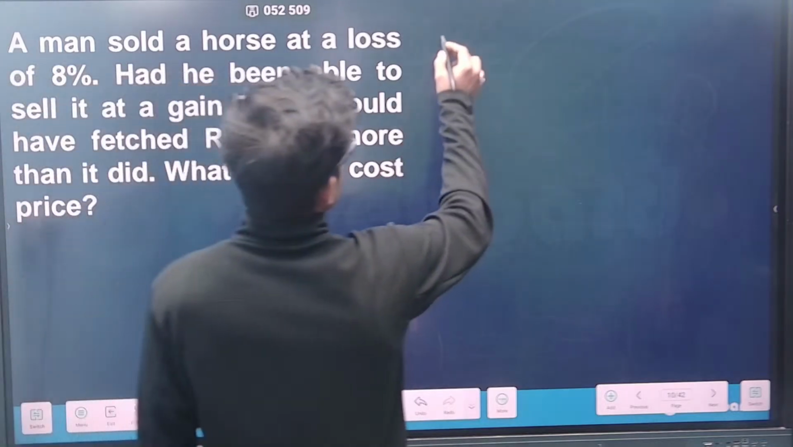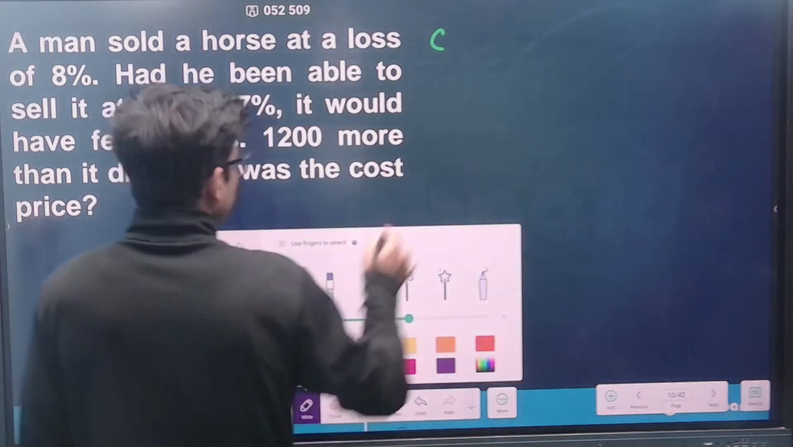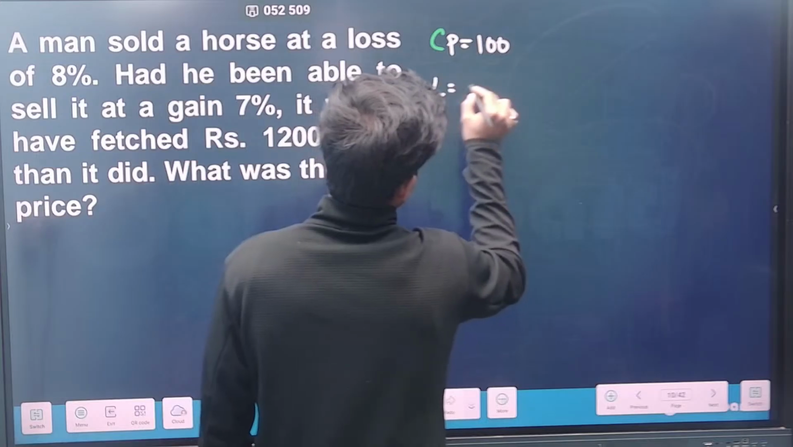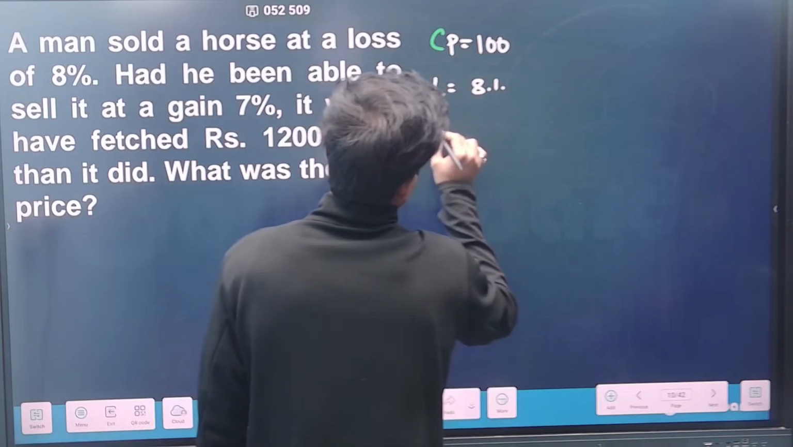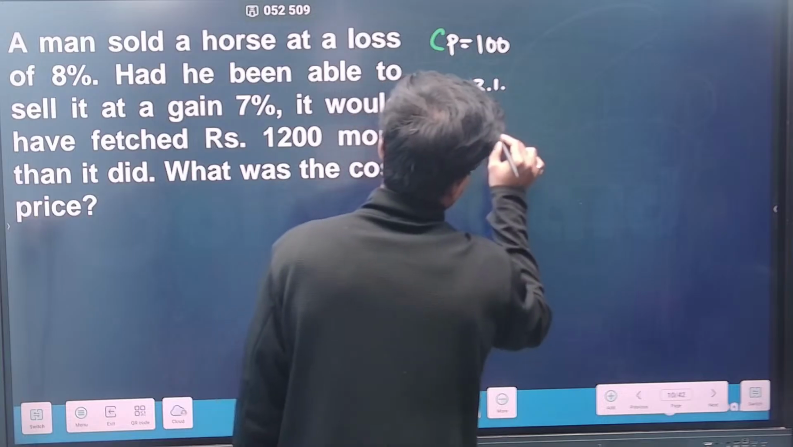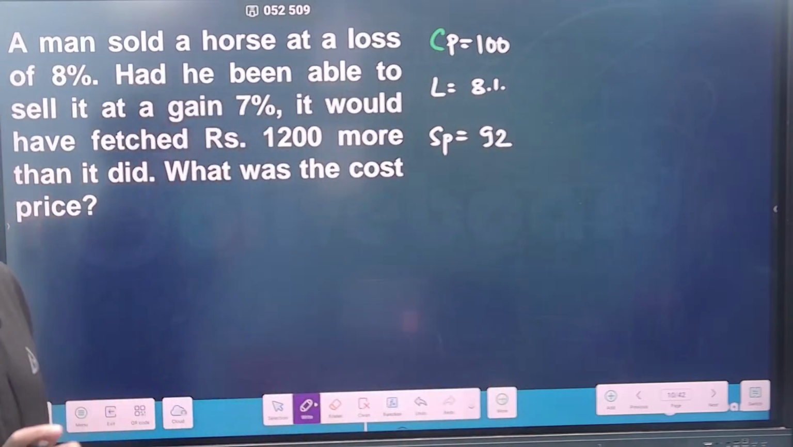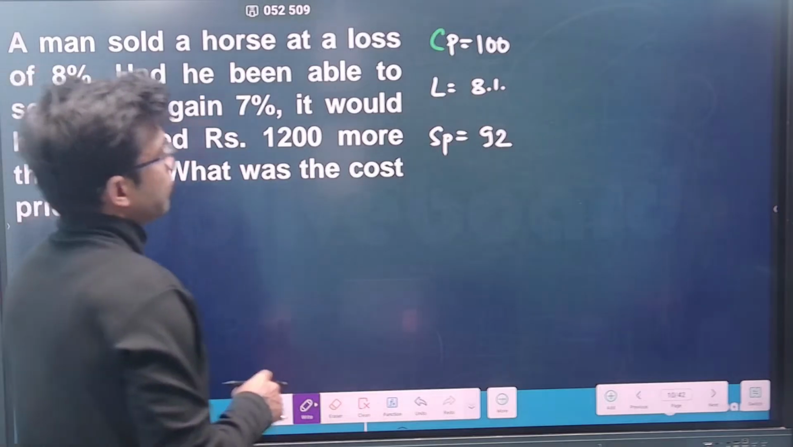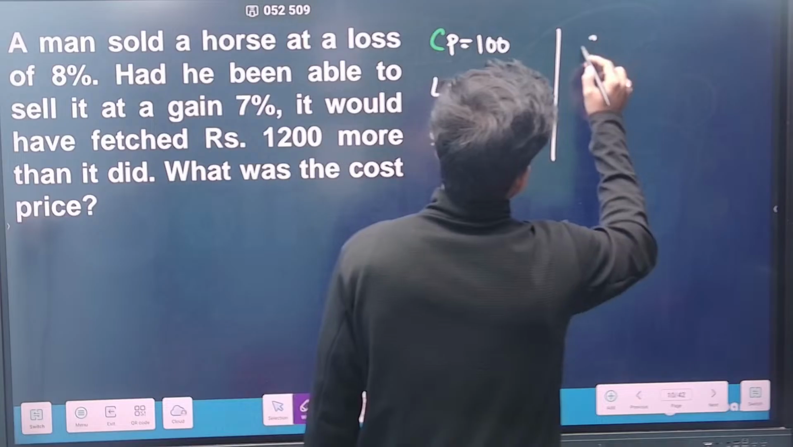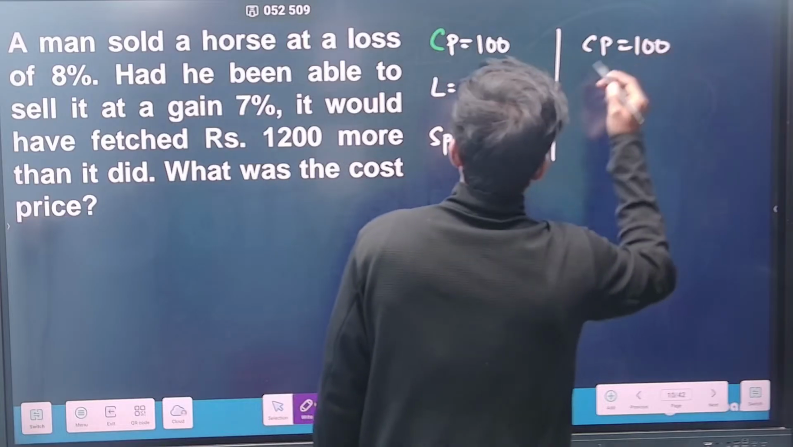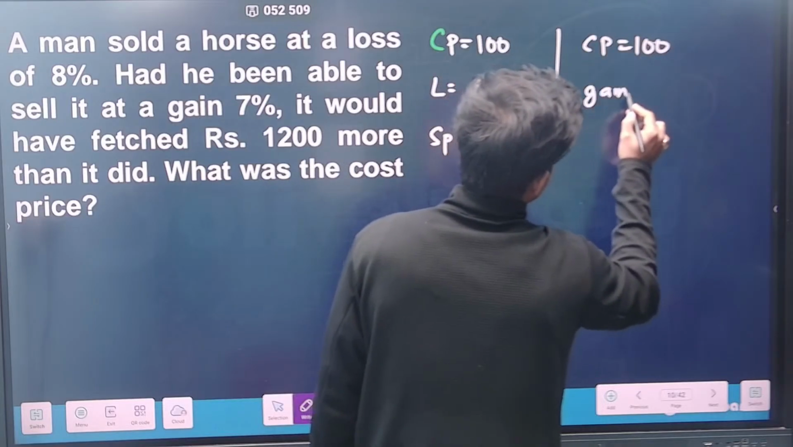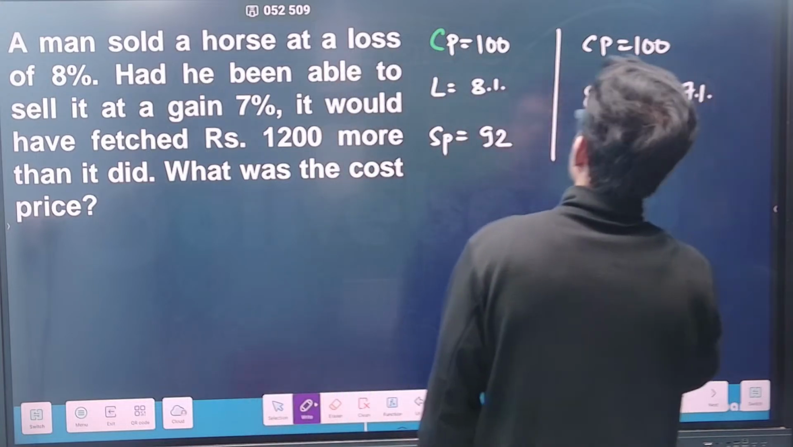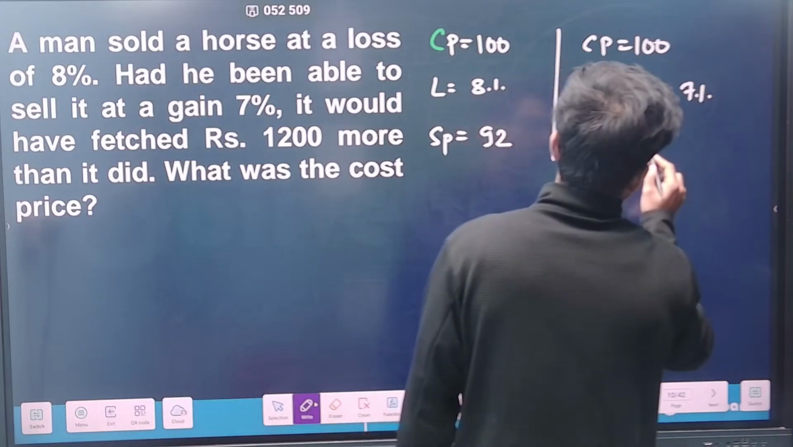Can I say that if I assume my cost price would be 100, then if the loss is 8%, the selling price would be 92. This is fine? Okay. Had he been able to sell it at a gain of 7%, now the same horse, which has a cost price of 100, he is gaining how much? I would say he is gaining 7%. Now, if he is gaining 7%, the selling price would be 107.